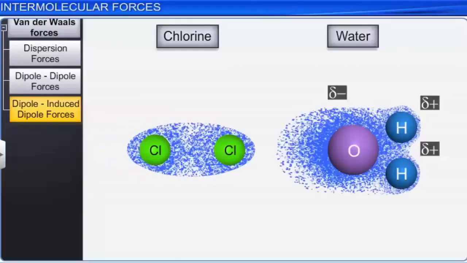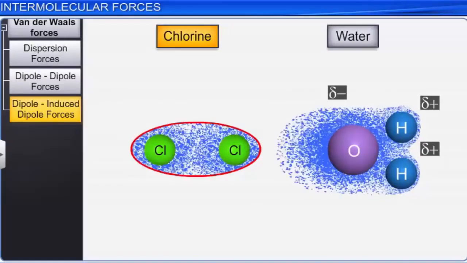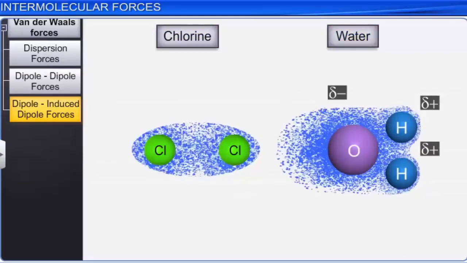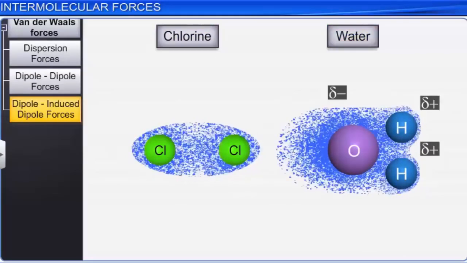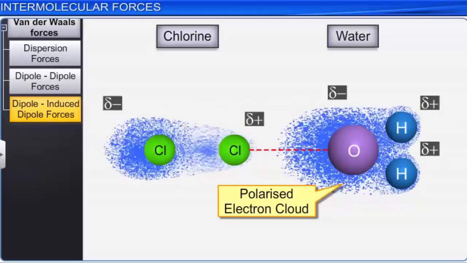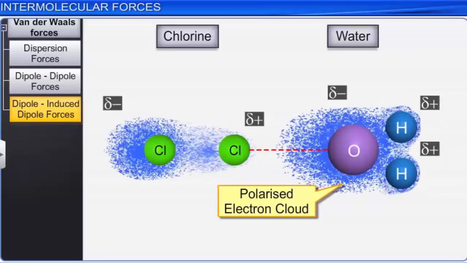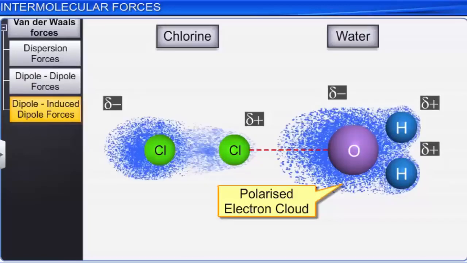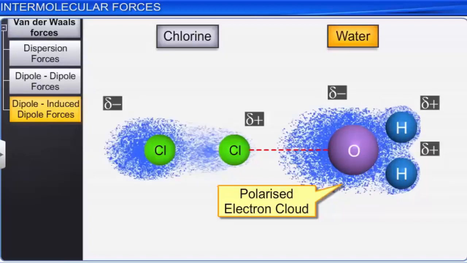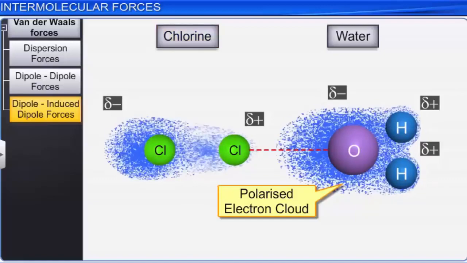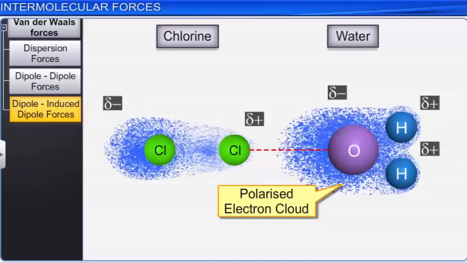Consider the nonpolar chlorine molecule brought in the vicinity of a polar molecule, such as water. The permanent dipole of the water molecule polarizes the electron cloud of chlorine and induces a dipole on the electrically neutral chlorine molecule. Thus, dipole-induced dipole interactions come into existence between water and chlorine molecules. The induced dipole moment depends upon the dipole moment present in the permanent dipole and the polarizability of the nonpolar molecule.